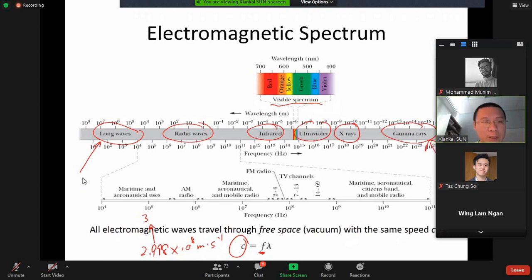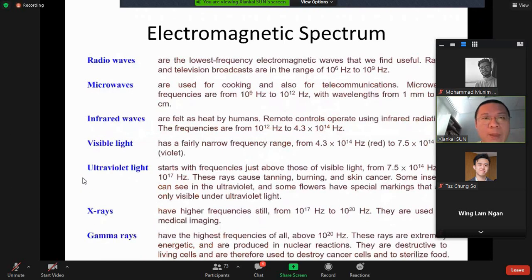Okay, so more specifically, the electromagnetic spectrum is divided into these types. First, the radio waves. The radio waves are the lowest frequency electromagnetic waves that we find useful. Radio and television broadcasts are in the range of 1 megahertz to 1 gigahertz. So 10 to the 6th hertz is 1 megahertz, and 10 to the 9th hertz is 1 gigahertz.